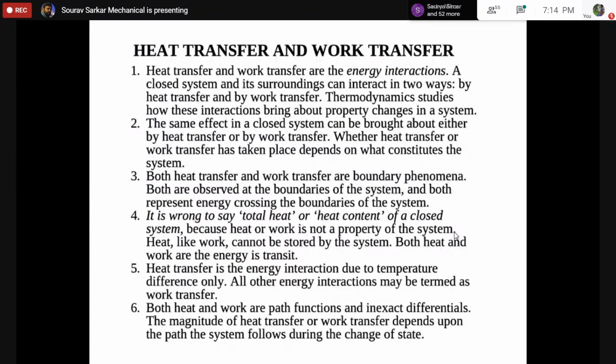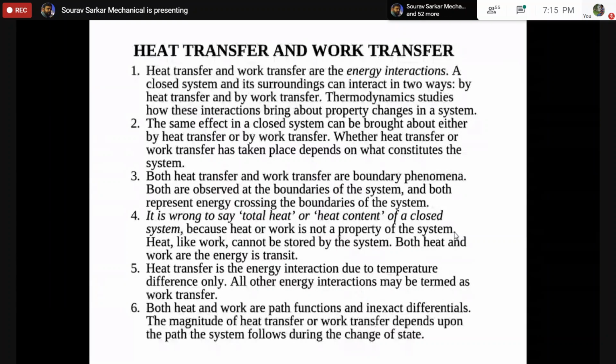Other than all other energy interaction can be termed as a work transfer. Whenever you are transferring heat, whenever you are placing your object into some surrounding, if there is a temperature difference between the system and the surrounding, there will be a heat transfer. Any other kind of interaction of the system with the surrounding is basically a work transfer. So basically, what is the meaning of this?